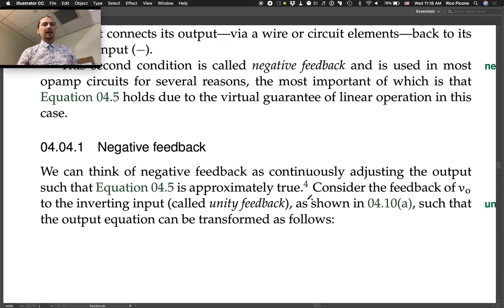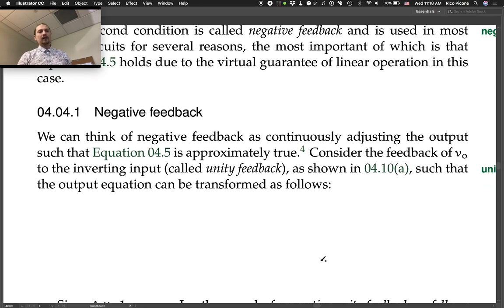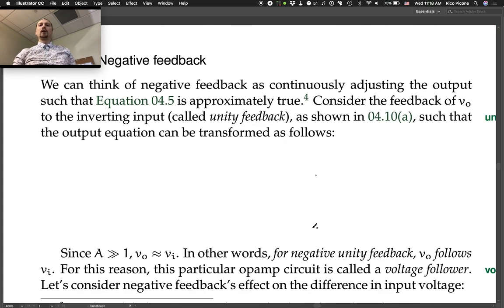So, negative feedback. It's different than the feedback that people give me on course feedback. It's always positive. So we can think of negative feedback as continuously adjusting the output such that equation 4.5 is approximately true, such that V plus is approximately equal to V minus. Consider the feedback of V out to the inverting input, called unity feedback, as shown in figure 4.10A.